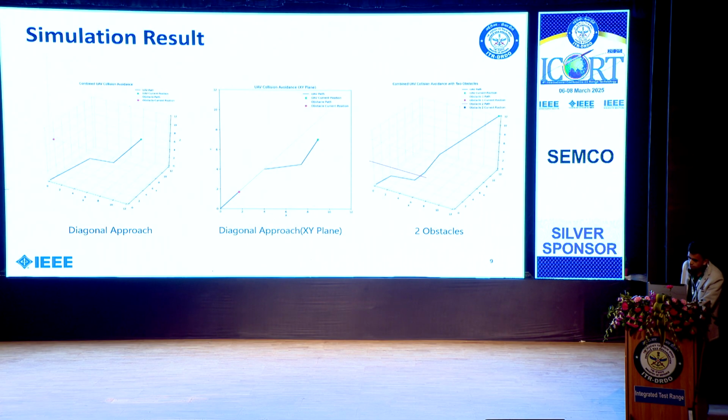So these are some other scenarios which we have tested for the same algorithm. We have also tested two obstacles at a time which are moving closely together. So it successfully avoids both the obstacles and then goes back to its desired path.